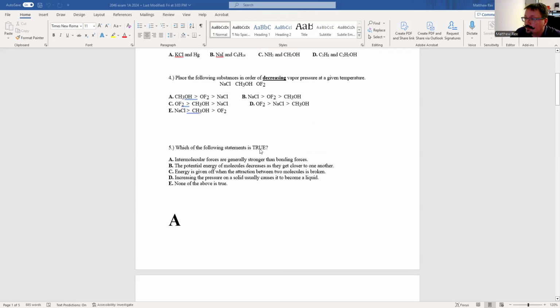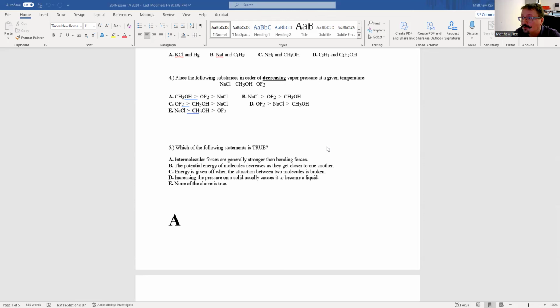Which of the following statements is true? Intermolecular forces are generally stronger than bonding forces. No, bonding forces, or intramolecular forces, are much stronger than intermolecular forces. The potential energy of molecules decreases as they get closer to one another. Yes, that is actually true. They're coming closer and closer, they're starting to feel those intermolecular attractive forces, and so that's going to lower the potential energy. If they get close enough to get that dispersion, the dipole-dipole, the partial positive and negative charges attracting each other, that's going to lower the overall potential energy.